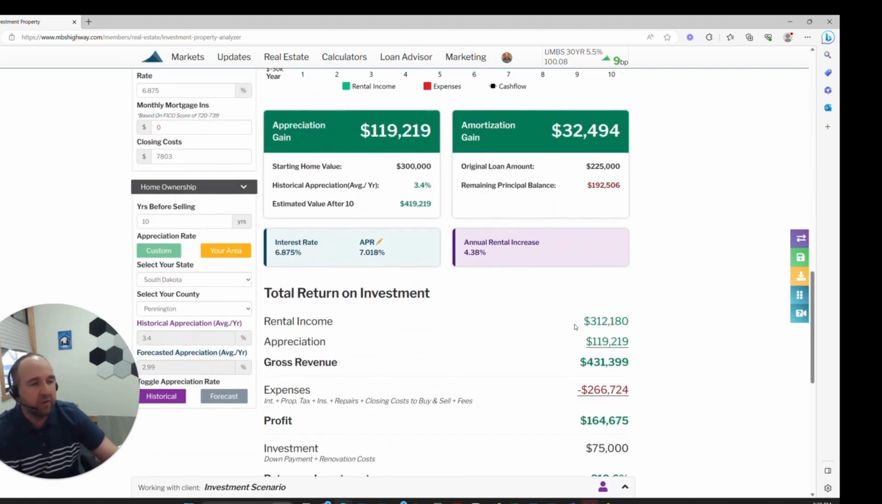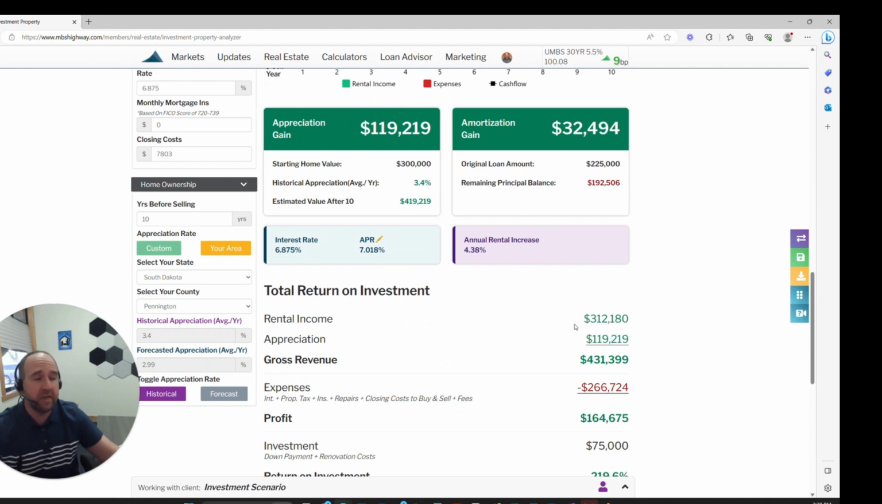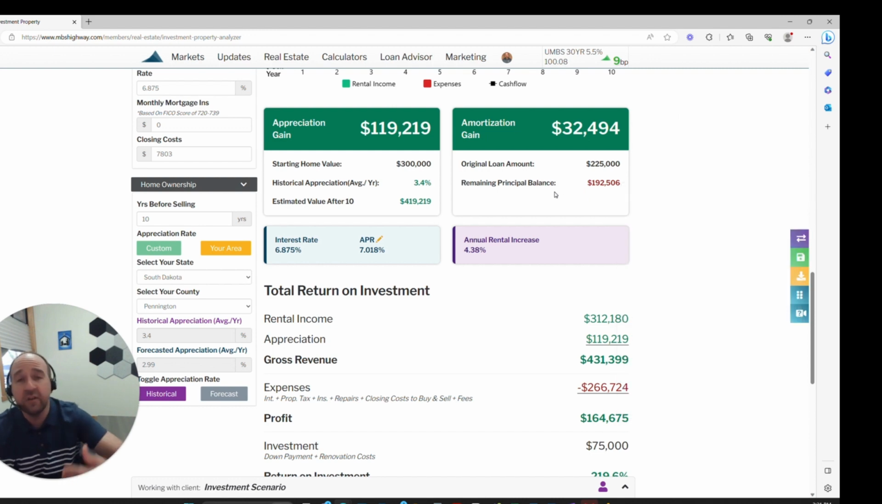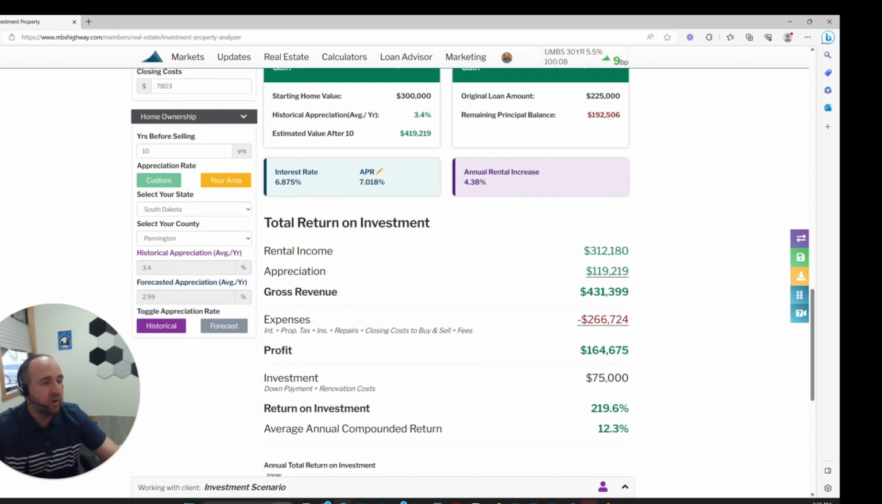We also have to look at what happens if we sell this property now, after 10 years. How much did it appreciate? Using those historical figures, if we use 3.4%, that $300,000 home is now worth $419,219. Meanwhile, we've also paid down the loan $32,494, so this is what's left on our loan balance, $192,506. So now we're going to assume selling that property in 10 years.